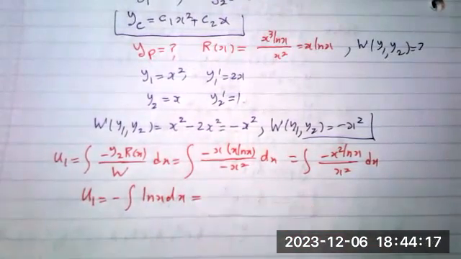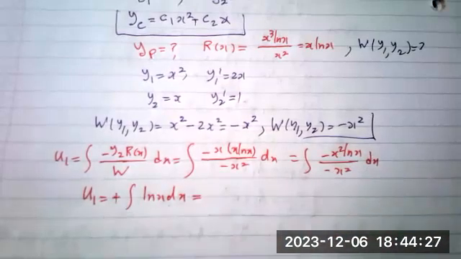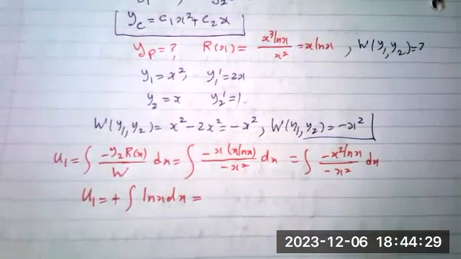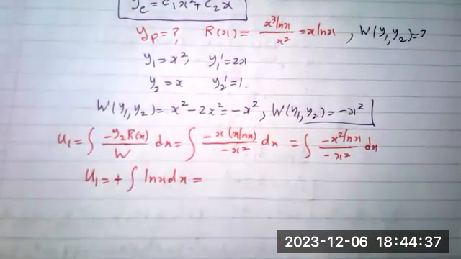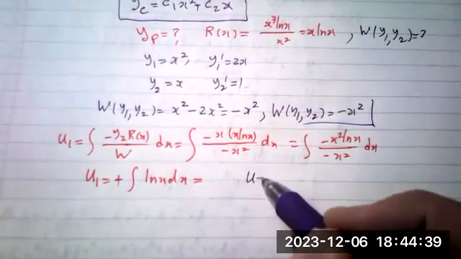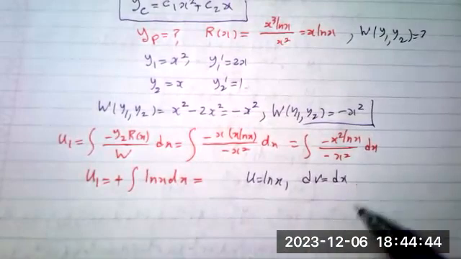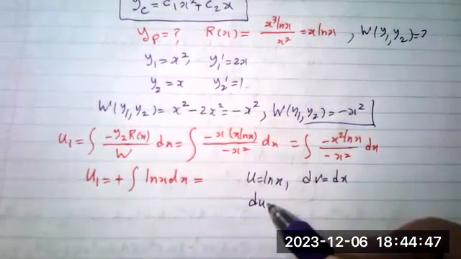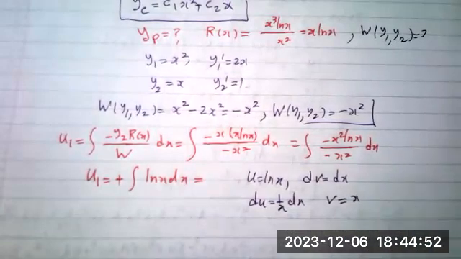You know that you can use integration by parts. If you know the formula in advance, you can apply it. Otherwise, it's easy to use integration by parts. Let u equal ln x, dv equal dx. So the du is 1 over x dx, and the v is x.